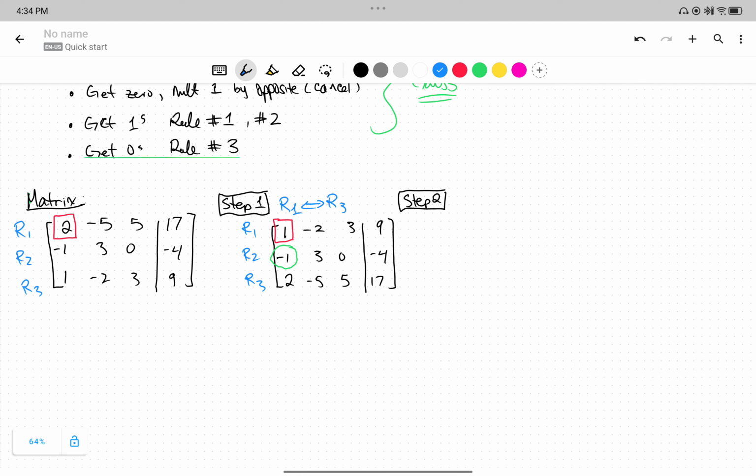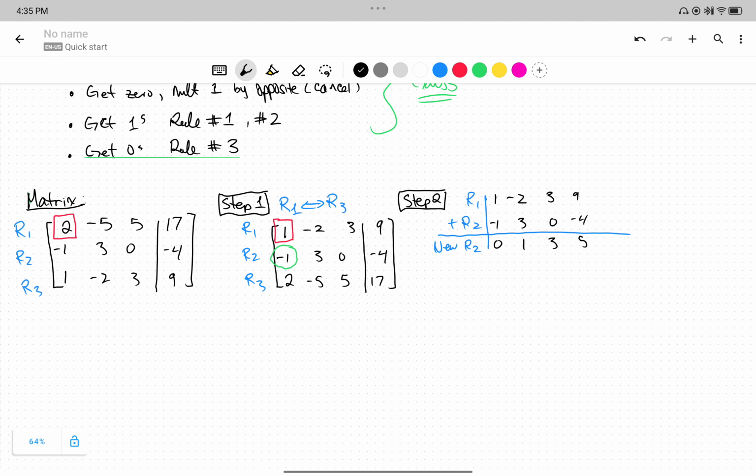So it's going to be row 1 plus row 2 equals your new row 2. Row 1 plus row 2, new row 2. All right, so 1, negative 2, 3, and 9. -1, 3, 0, -4. If you add them, you get a 0, you get a 1, a 3, and a 5. So that's going to replace the second row.